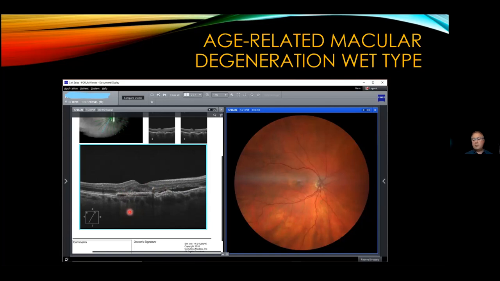And again, this is a patient with macular degeneration. The wet type treatment is anti-VEGF injections.